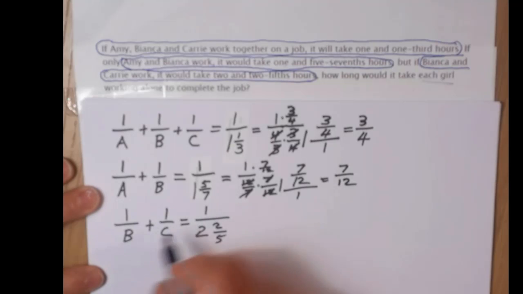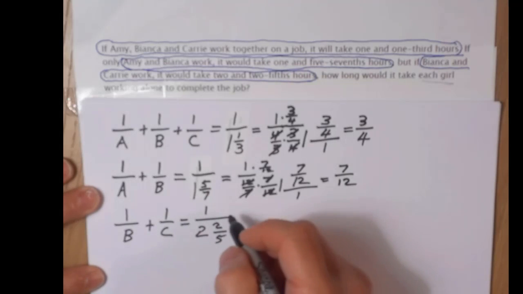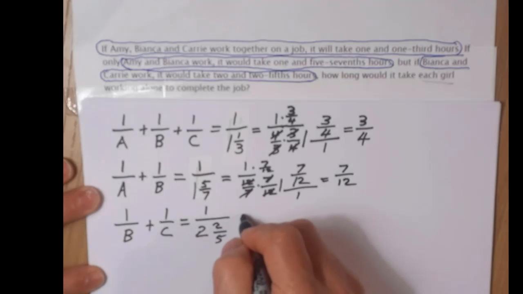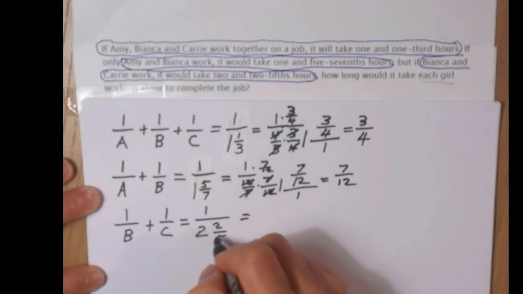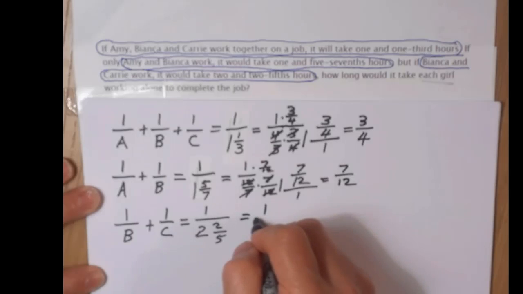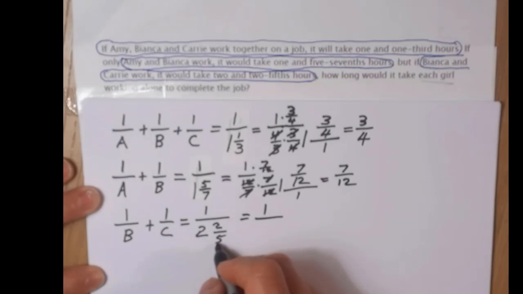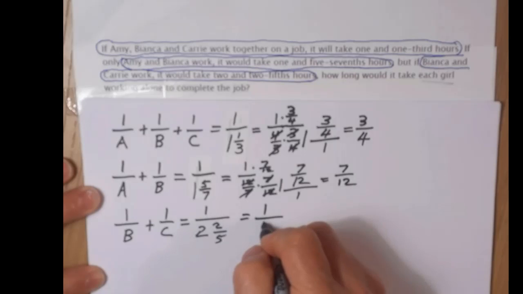Do the same thing here, Bianca and Carrie. We have 2 2/5, which is actually 1 over 2 times 5 is 10 plus 2 is 12, over 12/5.